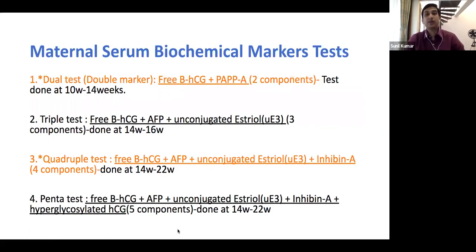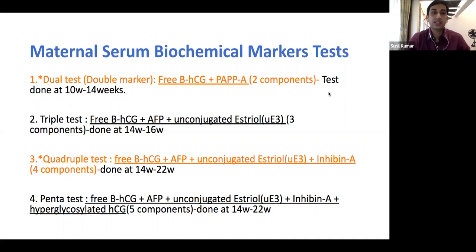So maternal serum biochemical marker tests are done in combination. If it is a double marker, also known as the dual test, free beta HCG and PAPP-A, two components, that's why it is double marker. Two components are assessed.